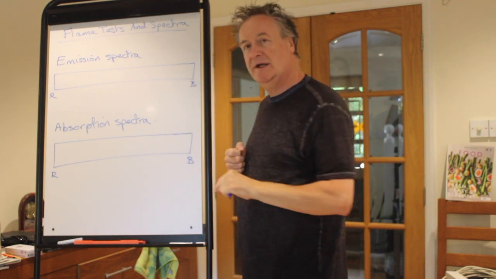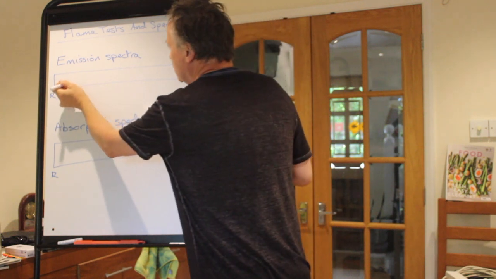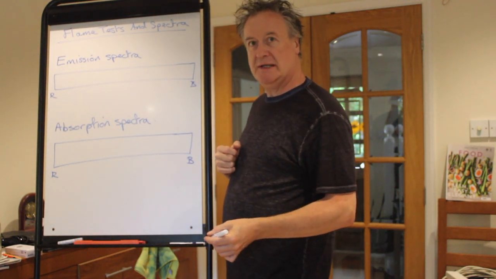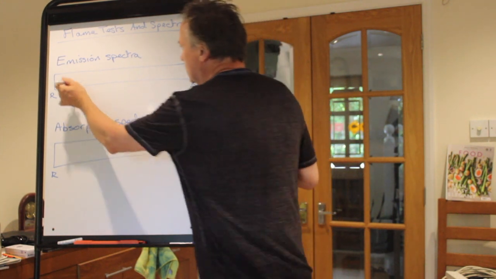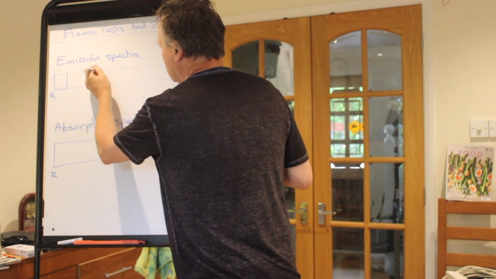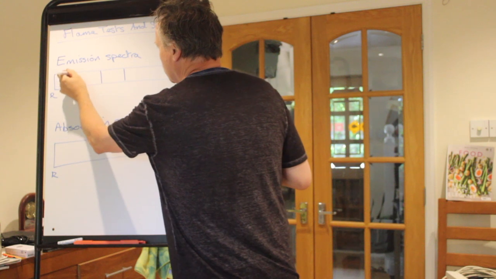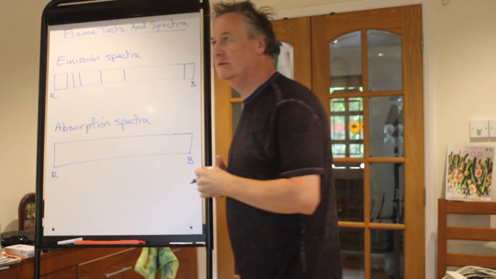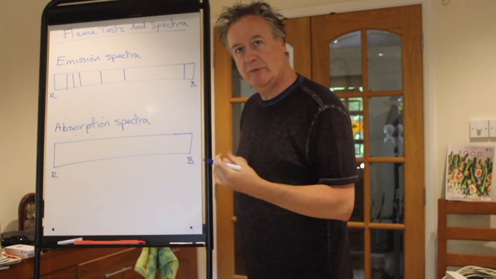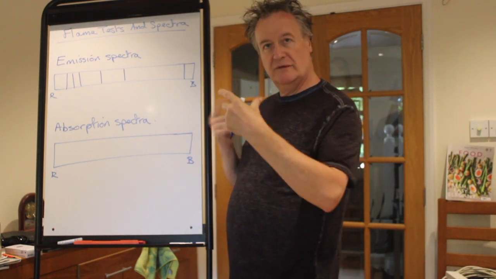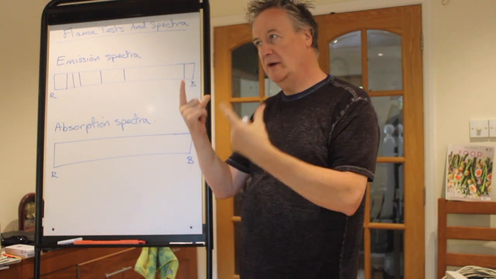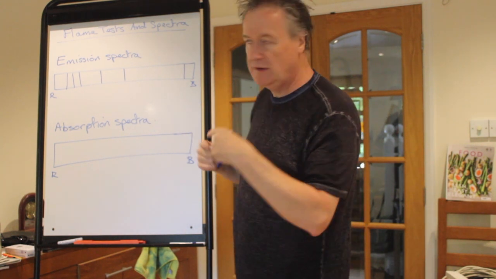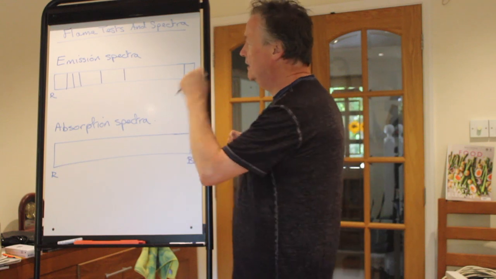Now, when you look at an emission spectrum, there will be a few lines. There tend to be a few more lines down the red end. Some of those lines will be brighter than others, and the colour mix will be dominated by the brightest one, and it will influence the mixture that your eyes detect, and that will be the flame colour you see.